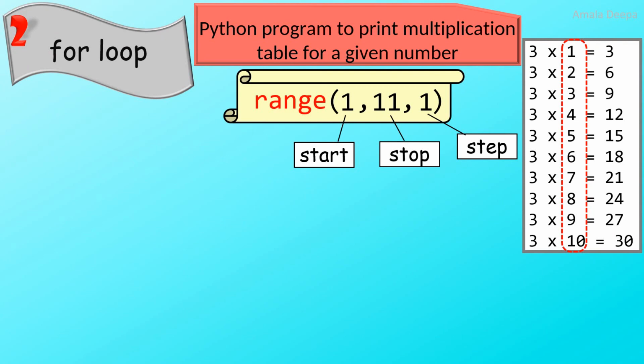Now, here I have shown you the table for 3. But look at the question. You have to print multiplication table for a given number. So you have to get an input. For that, I will keep the variable n for any number. Now we will write the program.